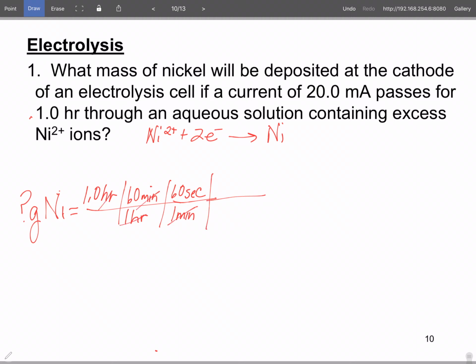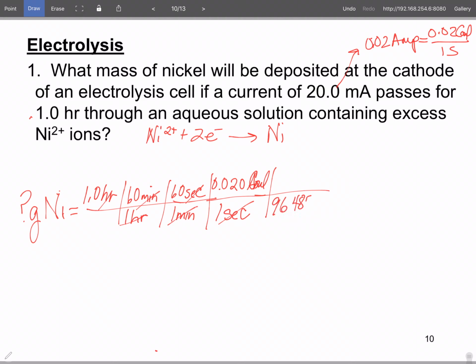And we know that if our milliamps, that means per every second we've got 0.020 amps, coulombs moving through, because this is 0.02 amps, which means it's 0.02 coulombs per 1 second. So our seconds are gone. We're left with coulombs. And we can use coulombs. We know that there are 96,485 coulombs per 1 mole of electrons.